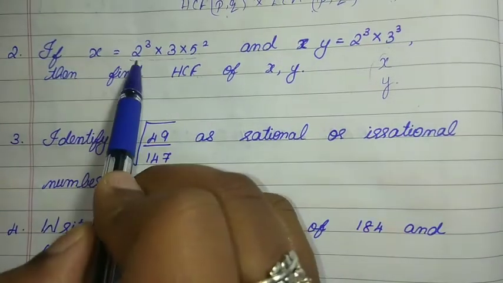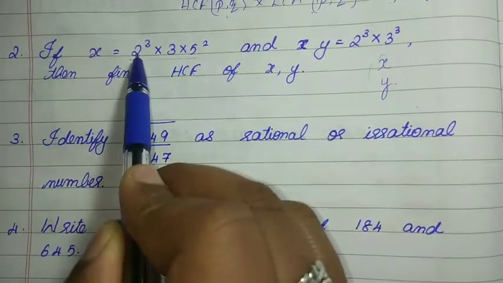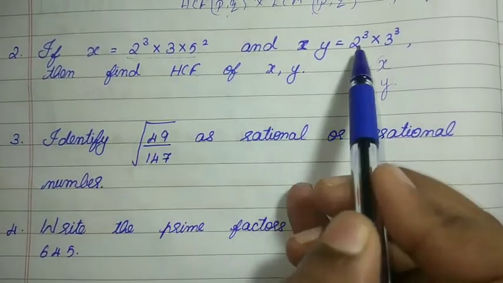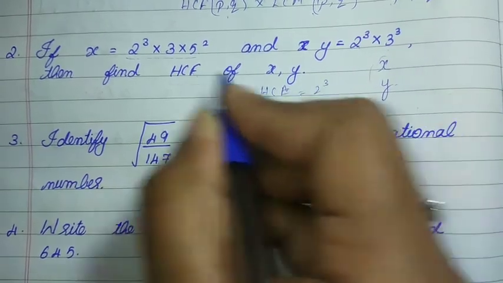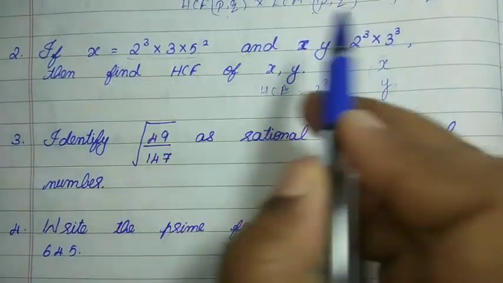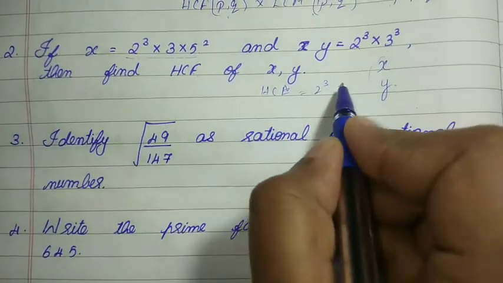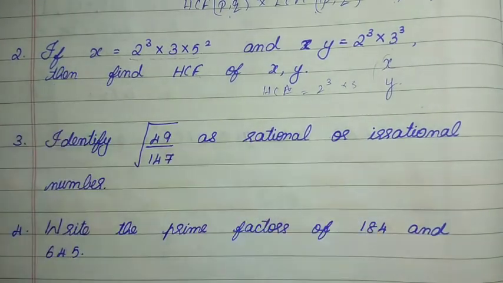Yes, 2 is here, 2 is here also. So here we have to check the least power. The least power over here is 3. So my HCF will be 2 cube into 3. You have to take the least power of 3, so 3 to the power 1. So 2 cube into 3 gives you the HCF of these two numbers.